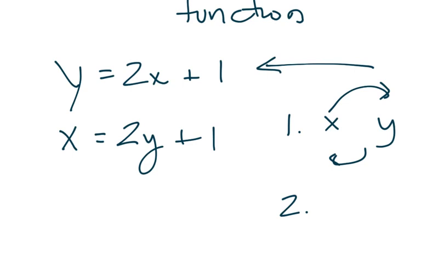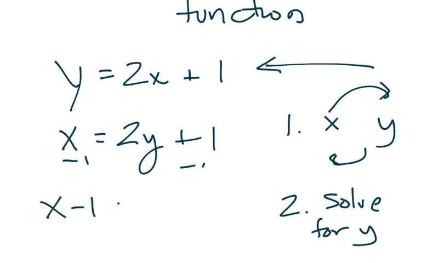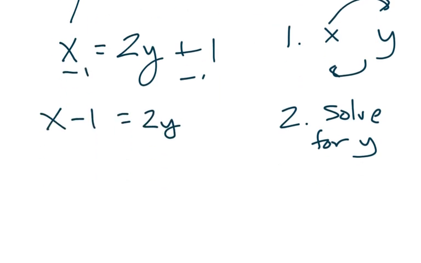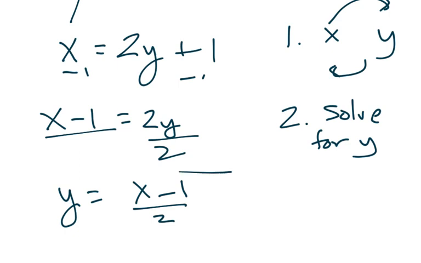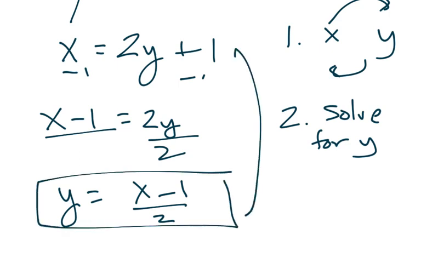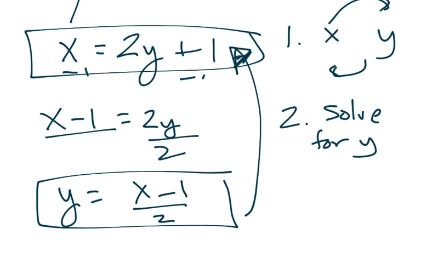And the second step is solve for y. So what I'm going to do here is subtract 1. I'm going to get x minus 1 equals 2y. We'll divide by 2, and the answer is (x minus 1) over 2. This is the inverse function of this. Two steps: switch the x and the y, solve for y. That's how you find an inverse.